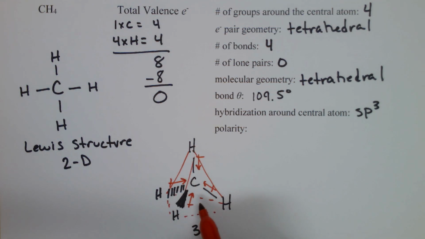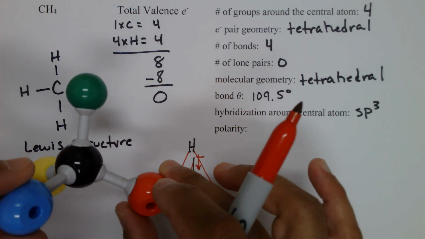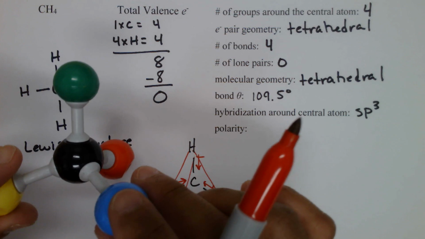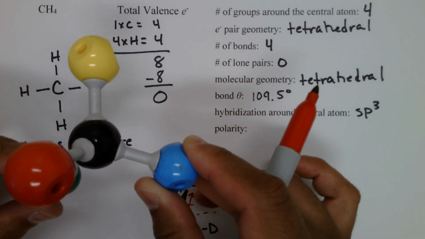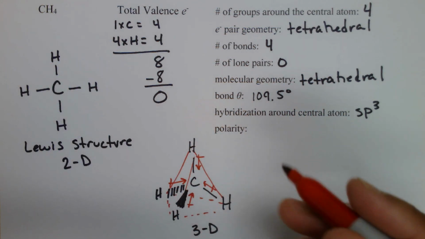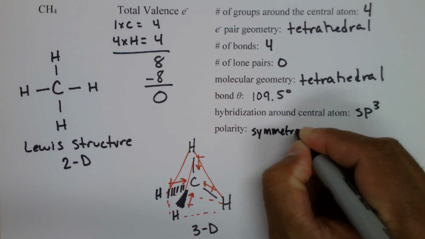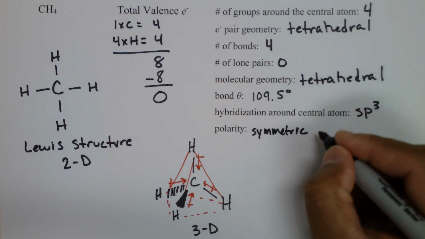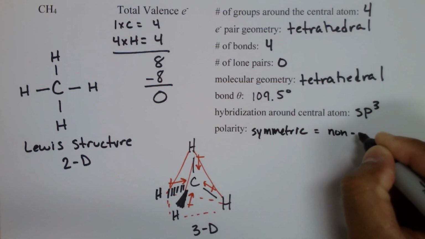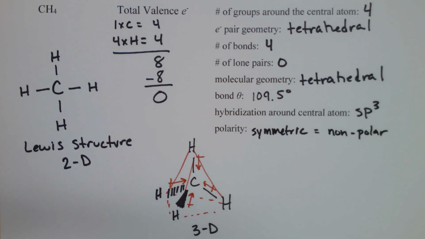So while there are dipoles in the molecule, you can see that all those dipoles are going towards the center equally. And so right here, we can call this a symmetric molecule. And symmetric means non-polar. In other words, these dipoles are canceling each other out, so there is no net dipole moment for methane, and thus methane is a nonpolar molecule.